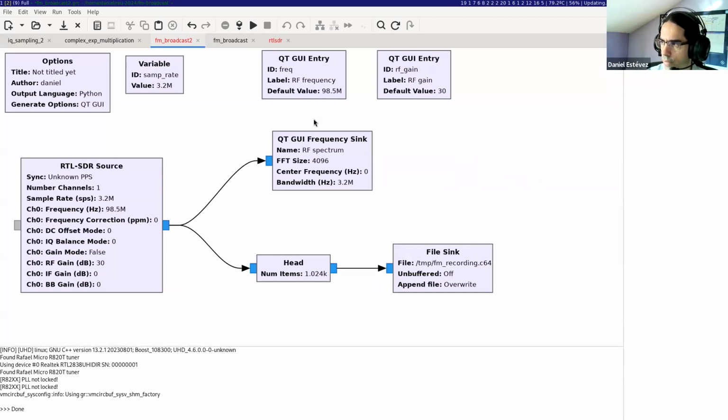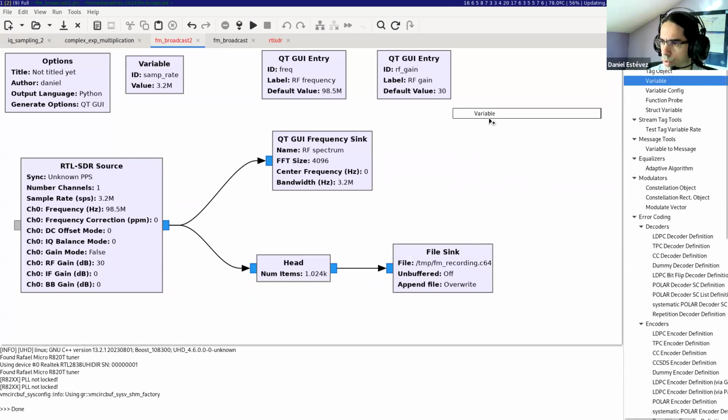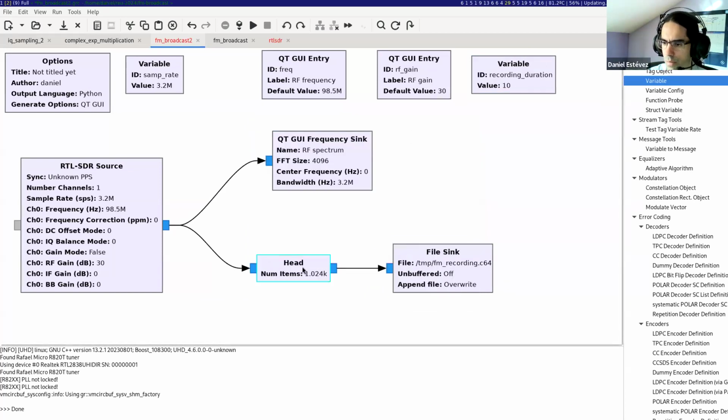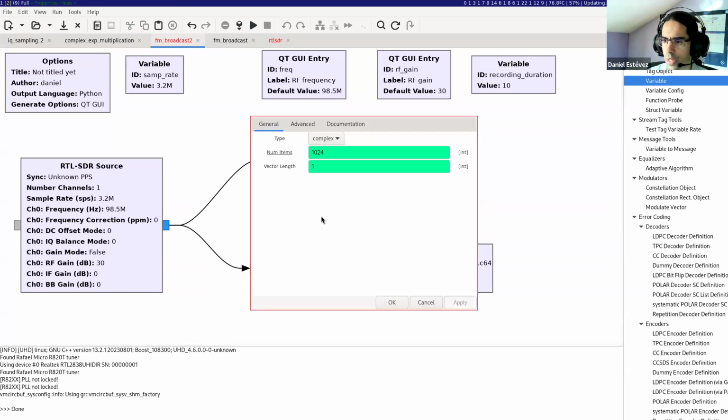I'm going to use a variable for the recording duration: 10 seconds. This block is called head, and it is called head because in Unix there is a command called head, which only lets through, or only outputs, the first n lines of a file. So if you say head 10, for example, it will only spit out the first 10 lines of the file.